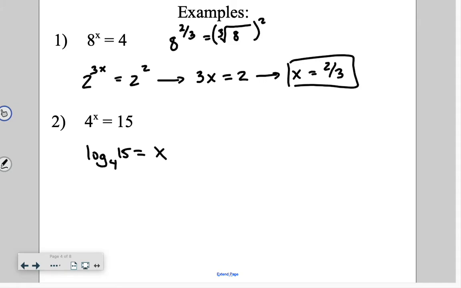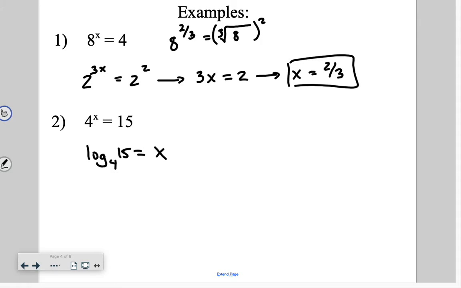Reminder, if you have a TI-83 calculator that does not have the log base on it, you have to use the change of base formula, which says take the log of the argument. So if you actually hit the log button of 15, make sure you close the parenthesis, and divide it by the log of the base, in this case 4.